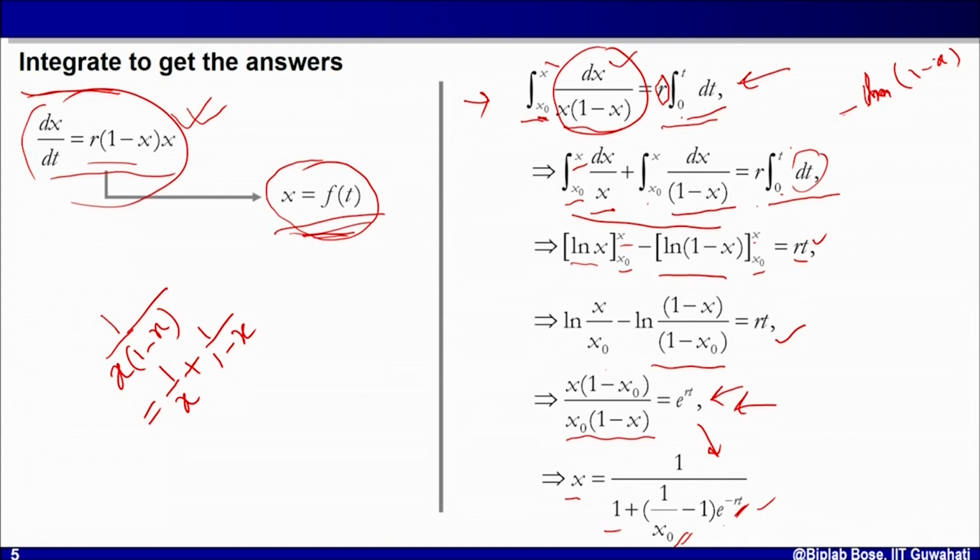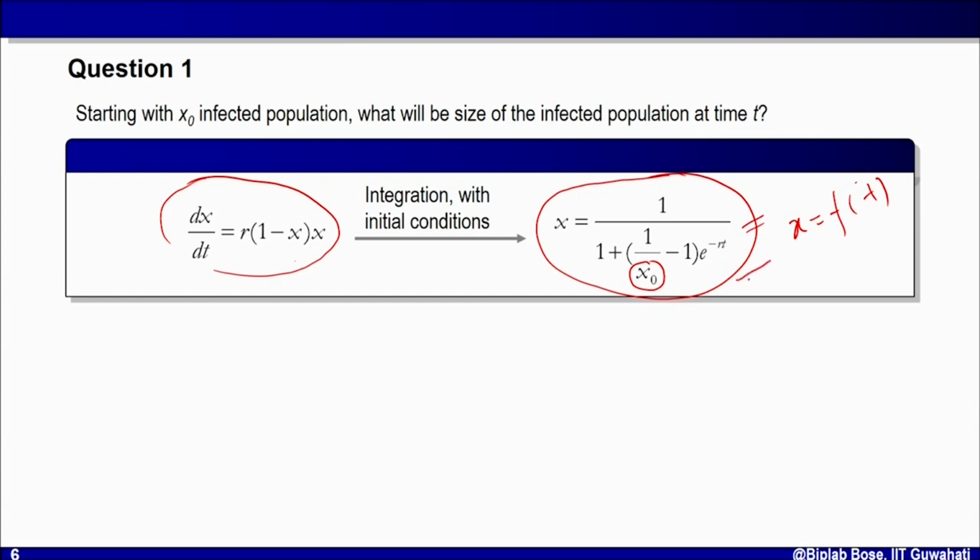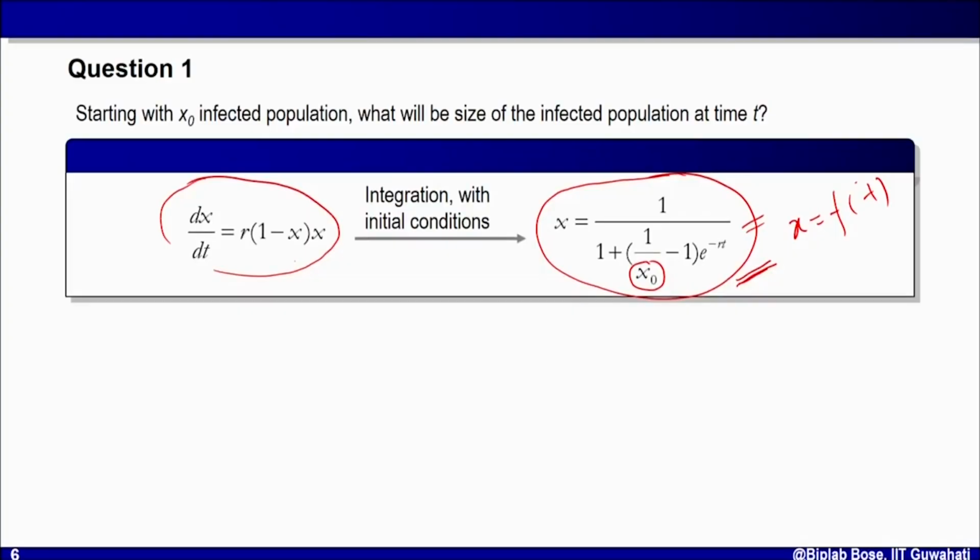So once I have an ODE, that is my model, I have integrated that with initial conditions. Remember, this is my initial condition at t equal to 0, x naught is my value of the fraction of population infected. So I have integrated this ODE and I have got this function, x as a function of time. Now this function is all I need to answer the questions that I have raised. So let us try the first question.